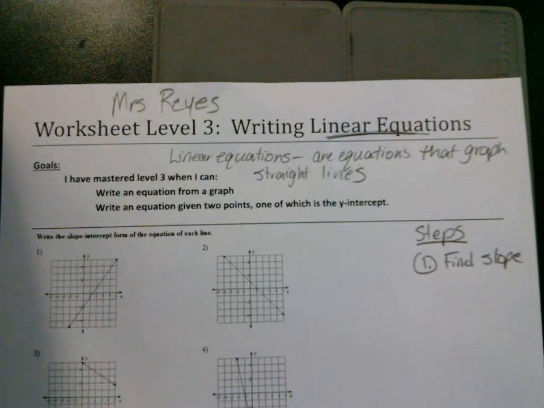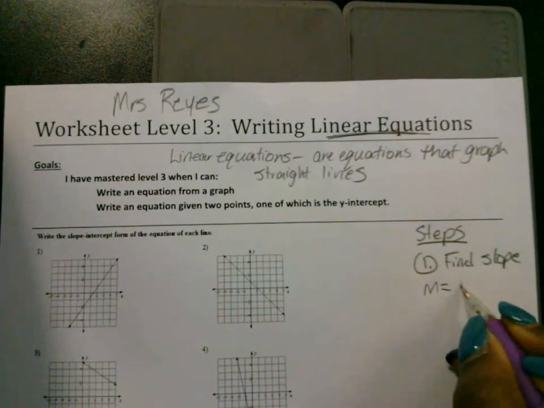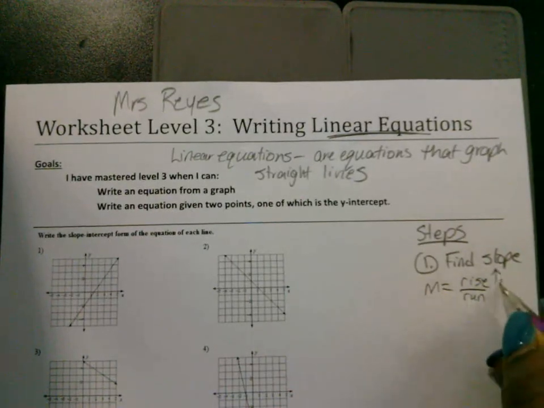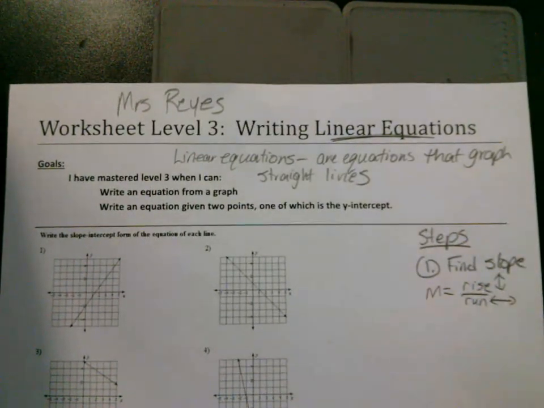Step one, find the slope. What letter represents slope? M. M is the letter that represents slope. What is one of the formulas for slope? There are two. If we have a line, what do we use? Rise over run. Very good. Rise, up and down, over run, left to right. If you go up, you're being positive. If you're looking down, that's negative. If you're going in the right direction, that's positive. If you're going left, that's negative.